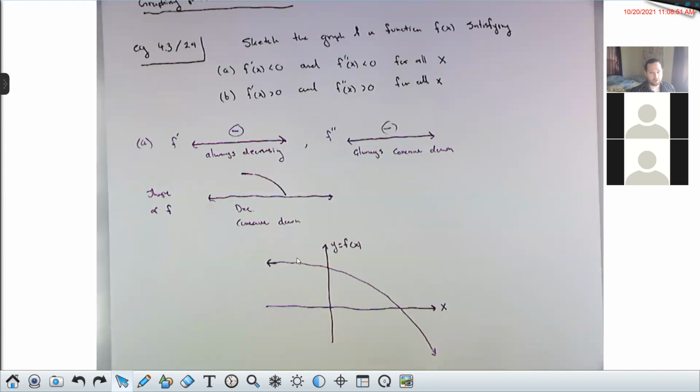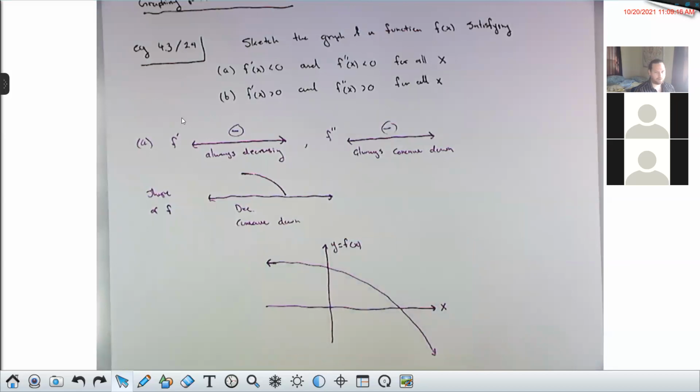Are there particular functions that do this? Yeah, the natural log of negative x is like this, but it has a vertical asymptote, which I'm trying to avoid. There are exponential functions that look like this, like negative e to the x. So this could be something like a flipped over exponential that's been shifted up.